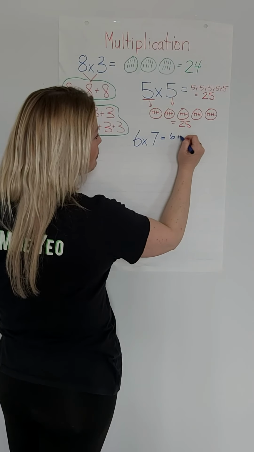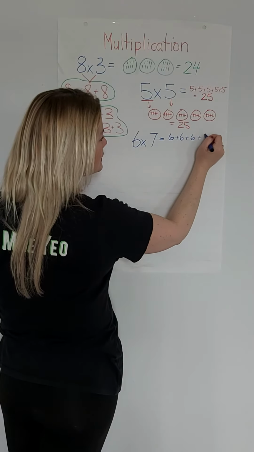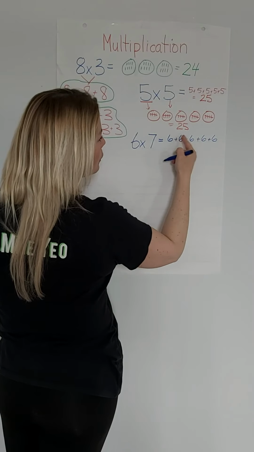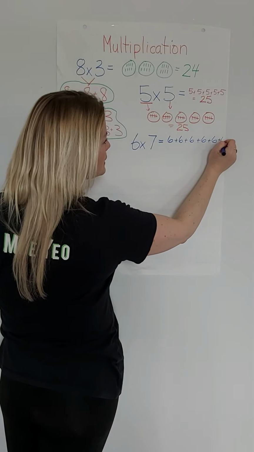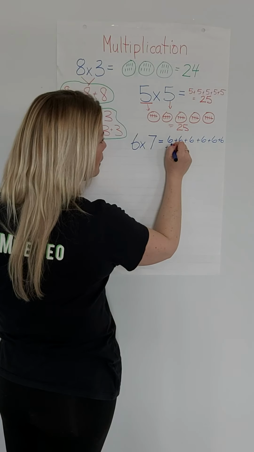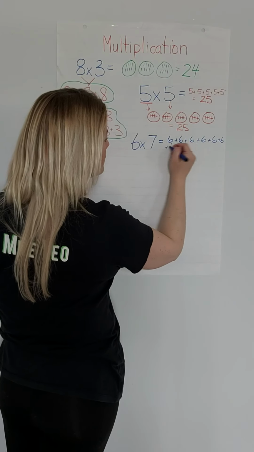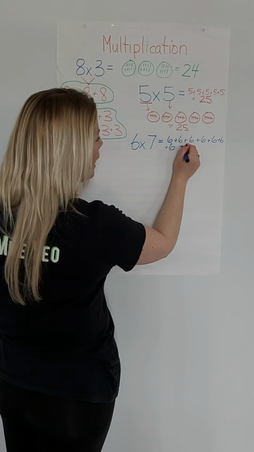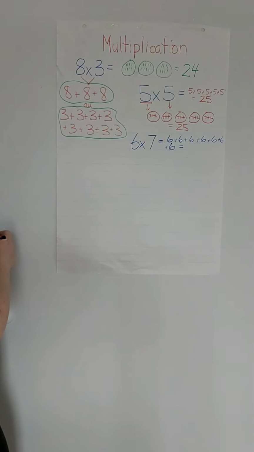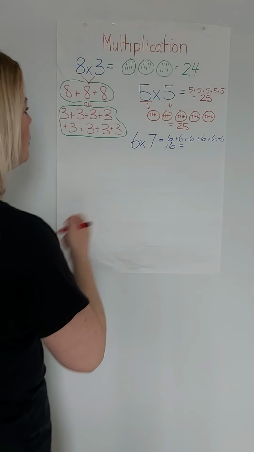C'est vraiment 6 plus 6 plus 6 plus 6 plus 6 plus 6 plus 6, égal. Okay, so I can do it that way. 6 plus 6 plus 6 plus 6. But then I'm still going to need to count. How am I going to do that?